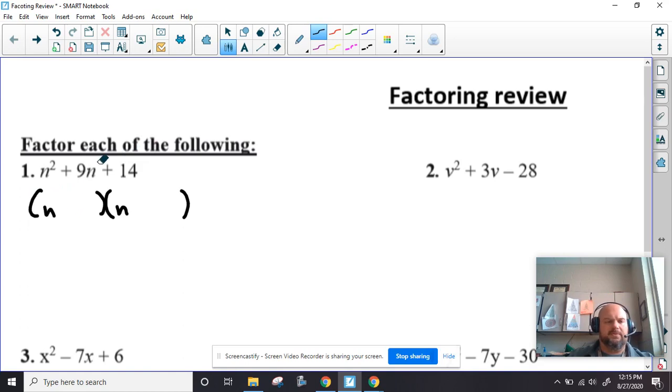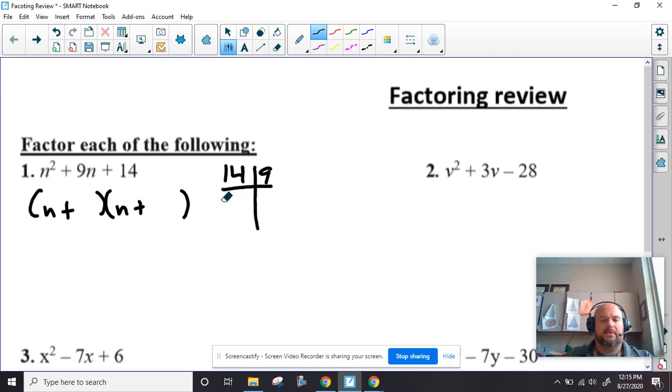One of the big things that people forget are these signs. Both of our signs in this expression are positive. So that means both of these are going to be positives. Now, let's look at our last term right here, this 14. We need to find the factors, the numbers that we multiply to give us 14 to actually add up to 9.